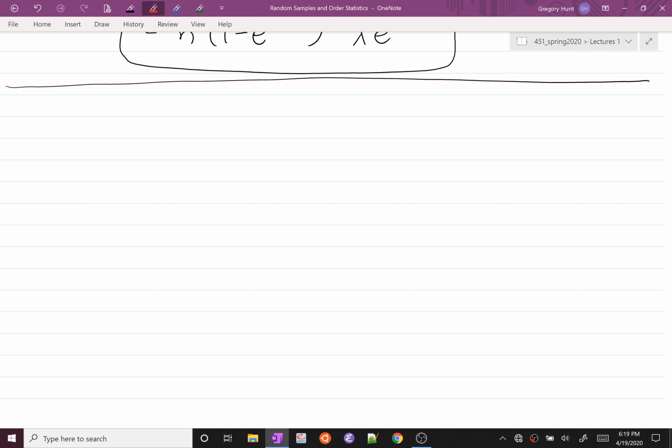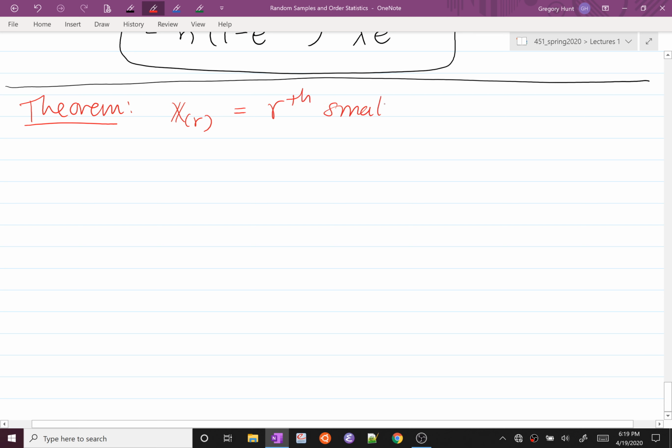We can ask more generally what the distribution is of the rth order statistic. So I'll write this as a theorem, why not? So X sub r, our rth order statistic, is the rth smallest value among our random sample, which is X1 to Xn. So when r is 1, we get the minimum. When r is n, we get the maximum. But generally, you can have the second smallest, the third smallest, the fourth smallest, etc.